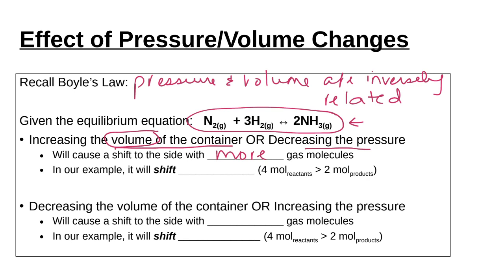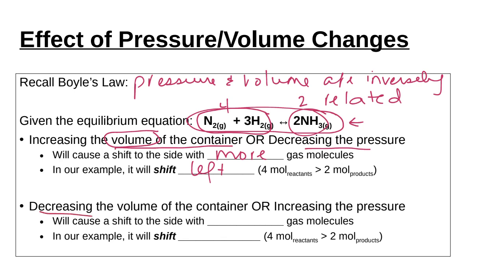So what you have to do is take a look at your reactants and say to yourself, okay, well, what side has more moles on it? Well, this has 4 moles, right? 1 nitrogen, 3 hydrogens, compared to the ammonia side, which only has 2. So in this case, if I want more gas molecules, I have to shift to the left because I have 4 moles on the reactant side versus 2 on the ammonia side.